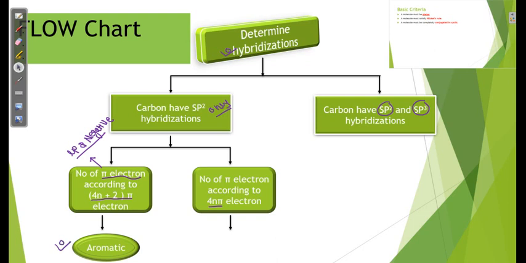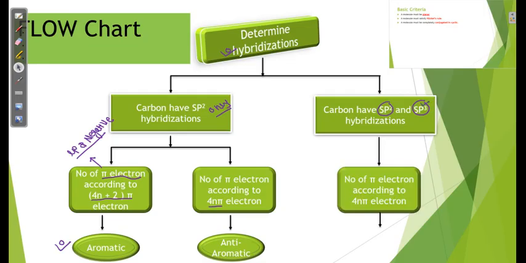If the electron count is 4n pi, then we can say this compound is anti-aromatic. And if the compound has even one sp3 hybridization, then checking the number of pi electrons according to 4n plus 2 is not required at all. There is no need to check it. Then we can say this compound is non-aromatic. I have kept that just to understand this concept. The electron count is whatever in the case of non-aromatic.